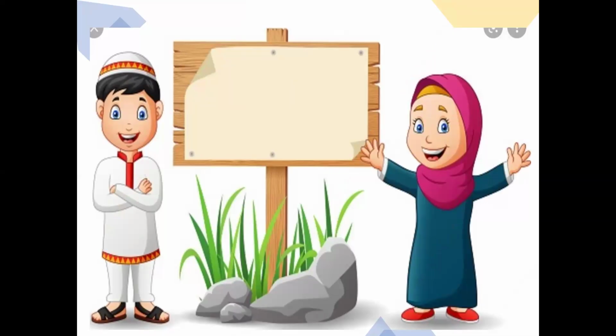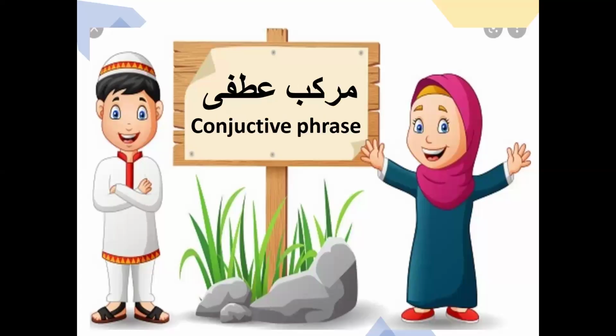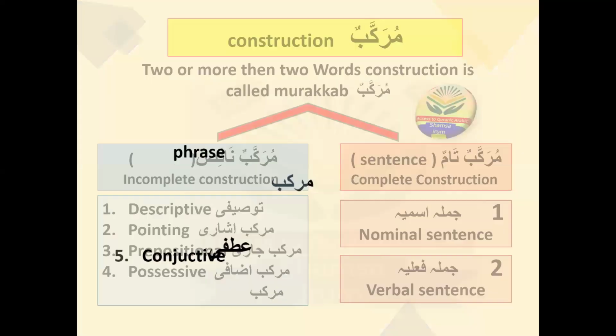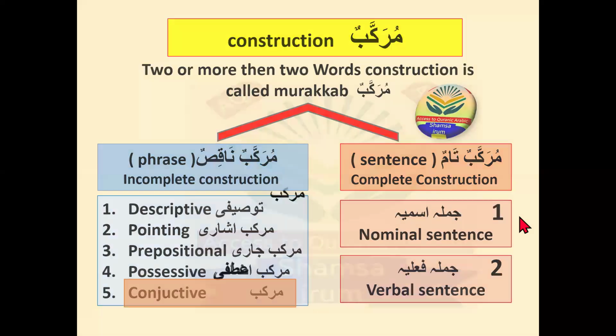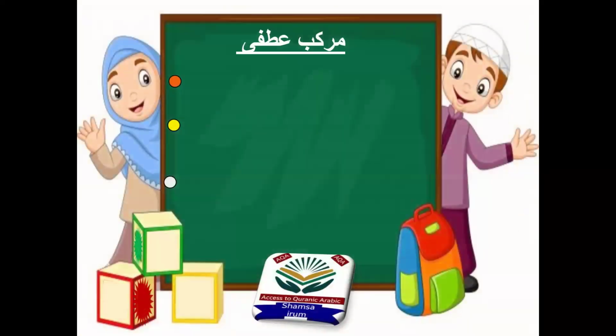Now with these conjunctions we will construct Murakkab Atfi, the conjunctive phrase. So let's start the conjunctive phrase. Alhamdulillah, finally we reached the last Murakkab, which is Murakkab Atfi. Alhamdulillah, we have done all of these phrases, Murakkab Tawsifi, Ishari, Jari, Izafi. We did them all in detail in my previous lectures. So today our topic is Murakkab Atfi, the conjunctive phrase. We will cover it today inshallah ta'ala. So let's start to make Murakkab Atfi.